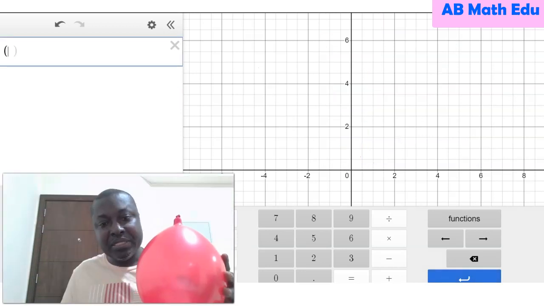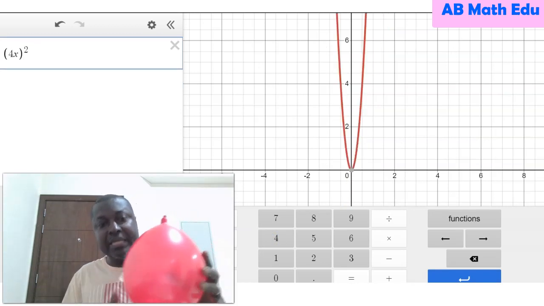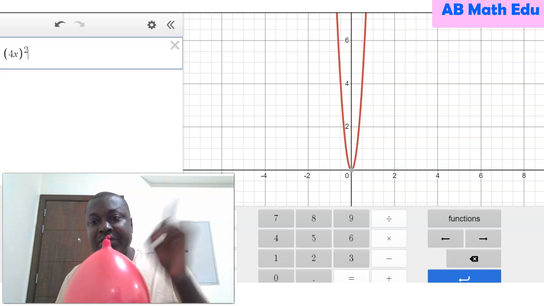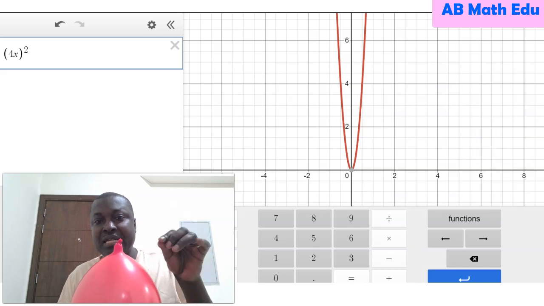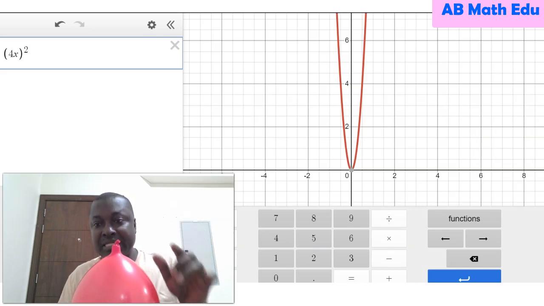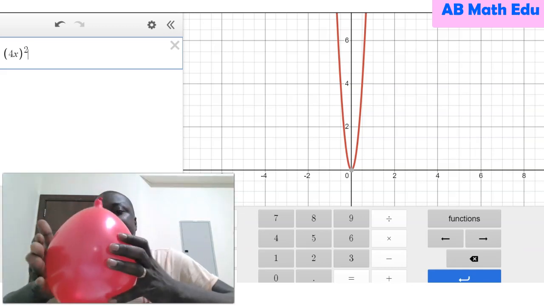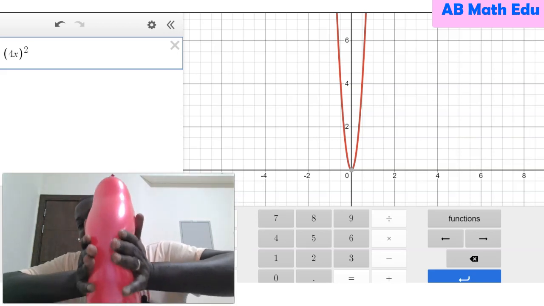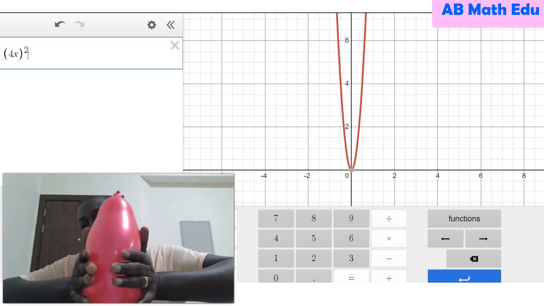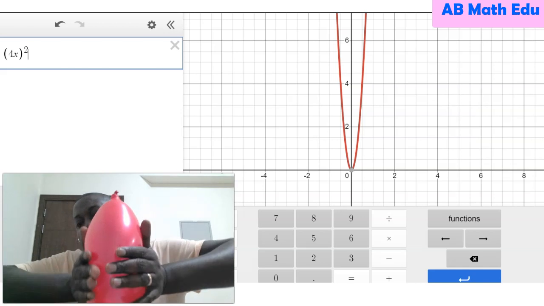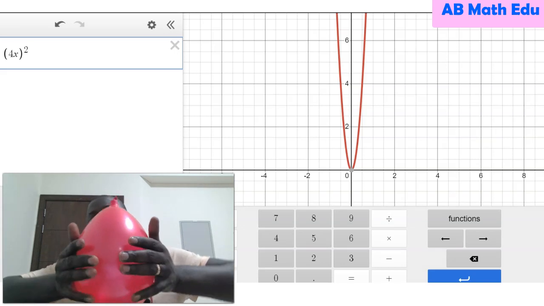Let's go to when it's inside the parentheses and we have 4x squared. Remember, the vertical and the horizontal behave opposite. Here, since the number is bigger and it's inside the parentheses, this one is compressing horizontally. The horizontal is this way, so we are going to compress it. When you compress it, it becomes elongated, narrow towards the y-axis. So compressing horizontally makes it narrow.